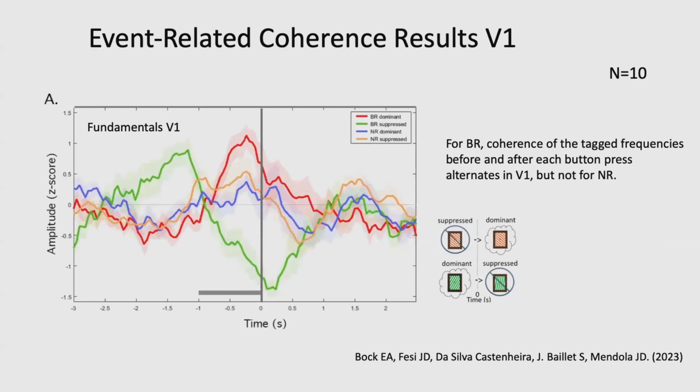So this is the same data. I think in this case we actually used a different control condition. Now we're just using the non-rivalrous control, but here we are plotting coherence. Yes, this should have said coherence amplitude. Sorry, it's been z-scored. But once again, we see the coherence is waxing and waning in concert with the suppression. So it's very similar to power.